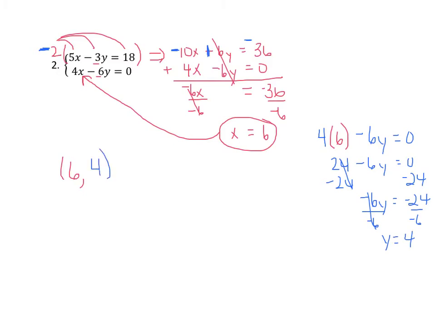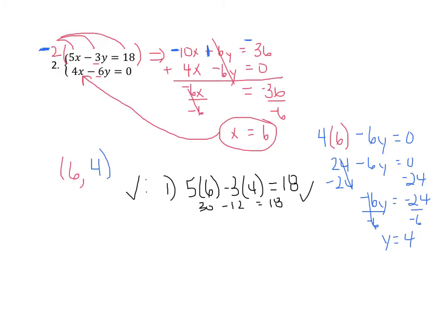This is what we think is our solution, but let's go ahead and check it. When I check it with equation number 1, I have 5 times 6 minus 3 times 4, and if I did it correctly, that should equal 18. Let's check it. 5 times 6 is 30, minus 3 times 4, that'd be minus 12. And that is, in fact, 18. So that checks. Now let's check it in number 2.